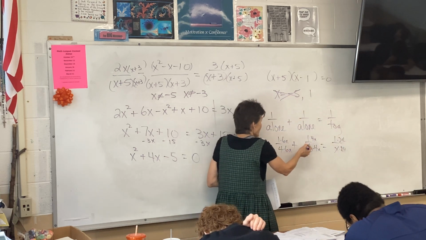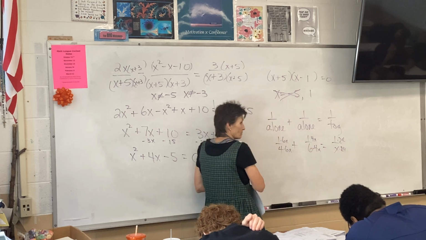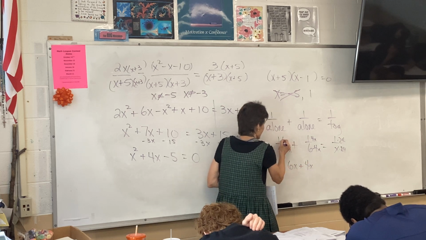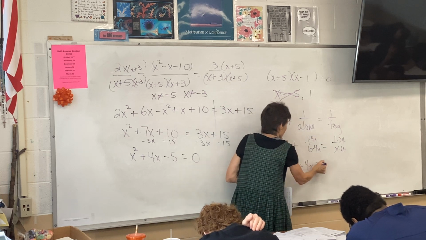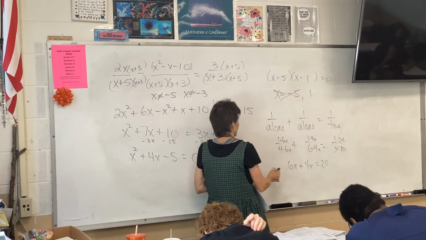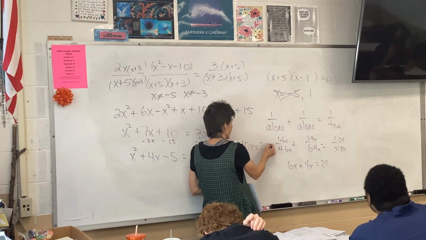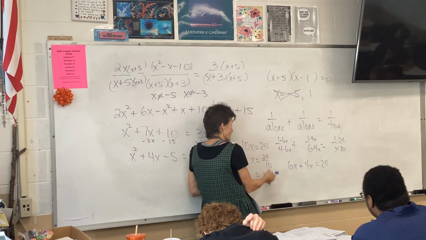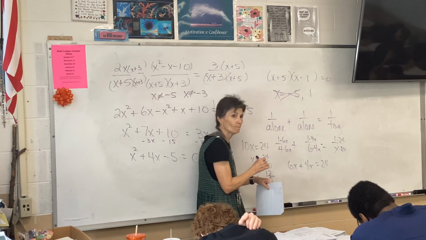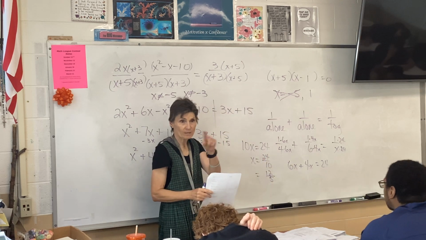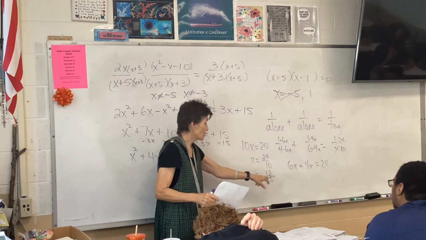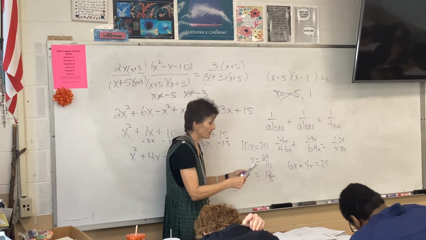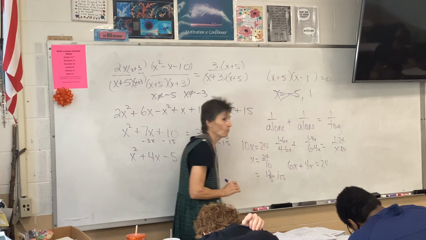Now all of my denominators match. So 6x plus 4x, remember this is times, equals 24. 10x equals 24. Now, I got 24 tenths, so I have to reduce that to 12 fifths. Those of you that use 12 as your common denominator, you just got this automatically. And put a unit on it, it would be 12 fifths hours.